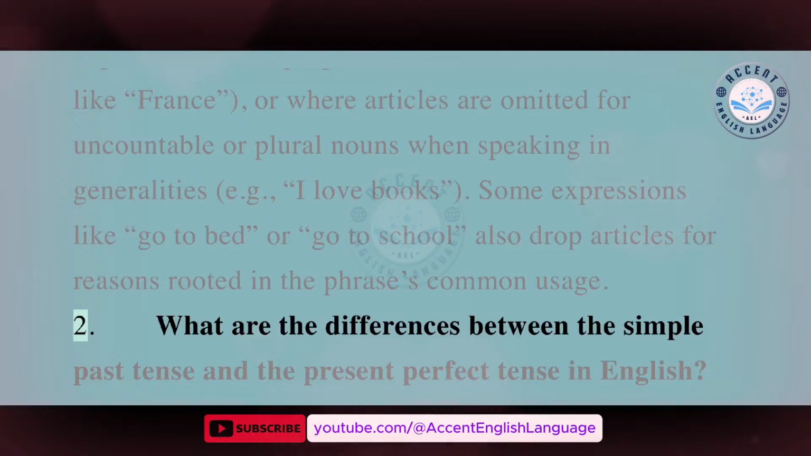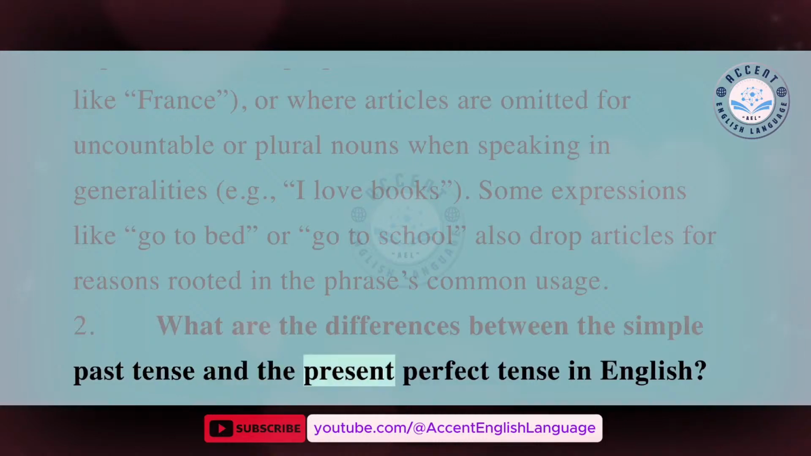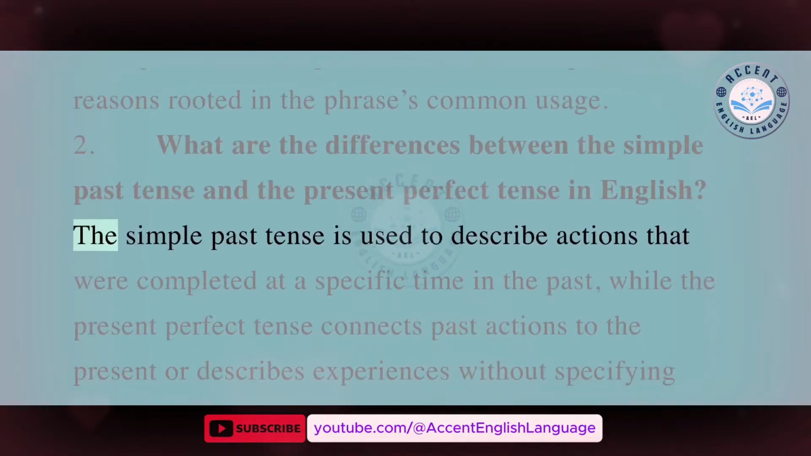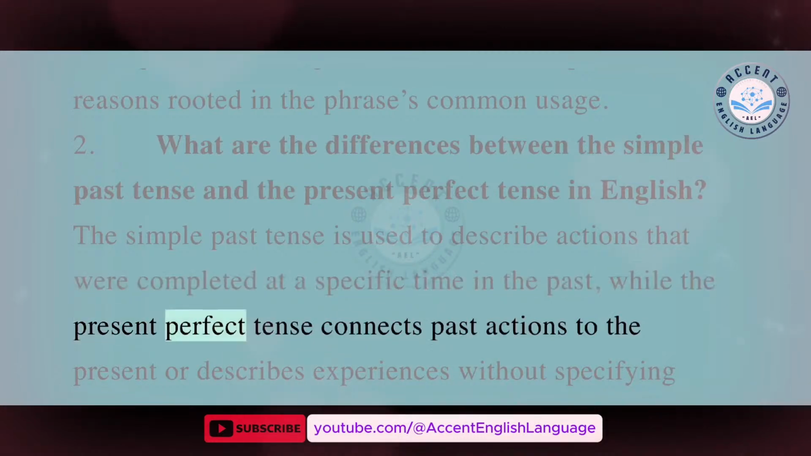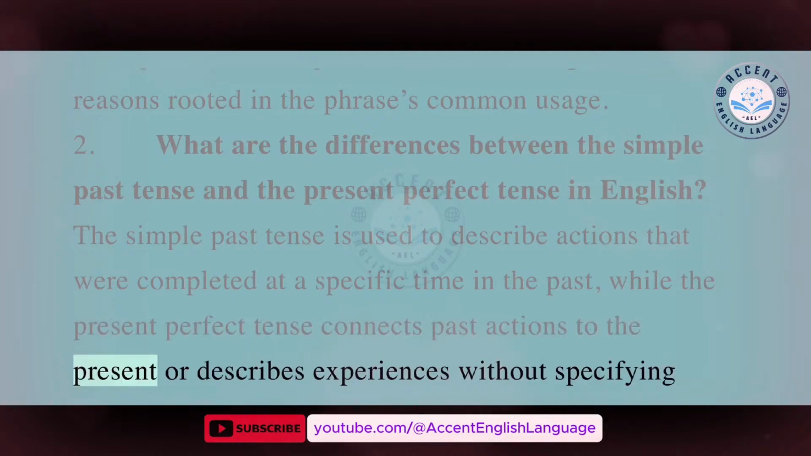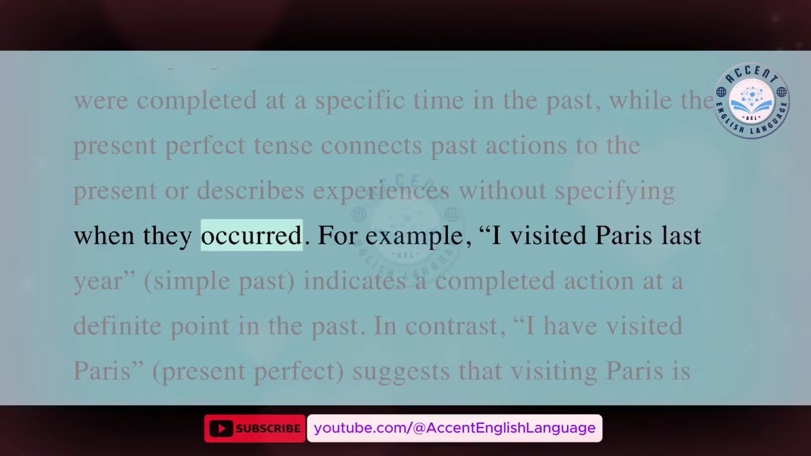2. What are the differences between the simple past tense and the present perfect tense in English? The simple past tense is used to describe actions that were completed at a specific time in the past, while the present perfect tense connects past actions to the present or describes experiences without specifying when they occurred.